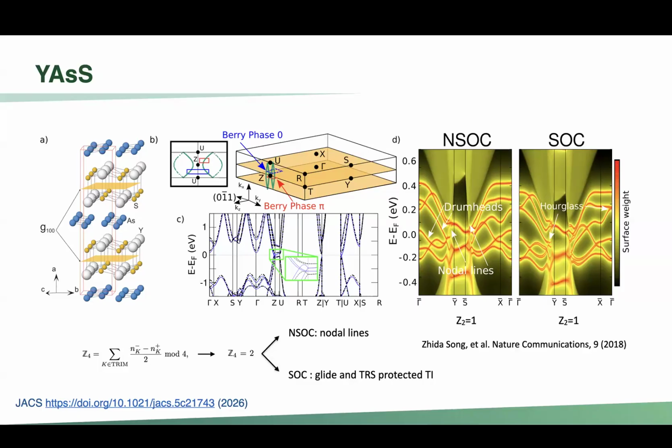So without the spin-orbit coupling, we have nodal lines, and with spin-orbit coupling we open a gap, and the glide combined with time reversal symmetry protects the topological surface state. So here we have the hourglass fermions that happen in the gap of the compound.